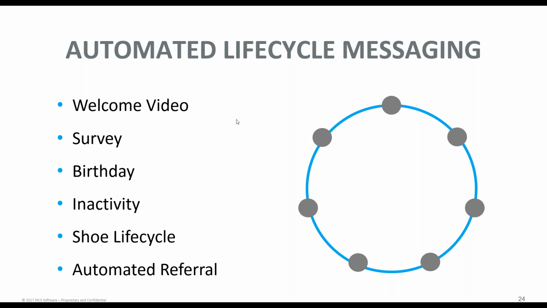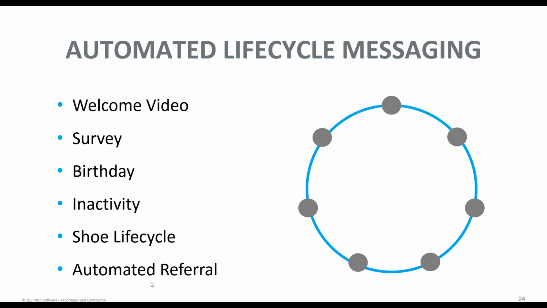Shoe life cycle. So this is an interesting one that I briefly spoke about earlier. So we collect the data of how many miles does someone run per week. Well, we know that the average shoe lasts about 400 miles. So if someone says, oh, I run about 50 miles a week, then we know after 8 weeks their shoe should be expired and they need a new pair. So the system will automatically text them and say, hey, you're due for a new pair of shoes. So this is very powerful. It's a great way to stay in front of your customers and entice them to come back in.